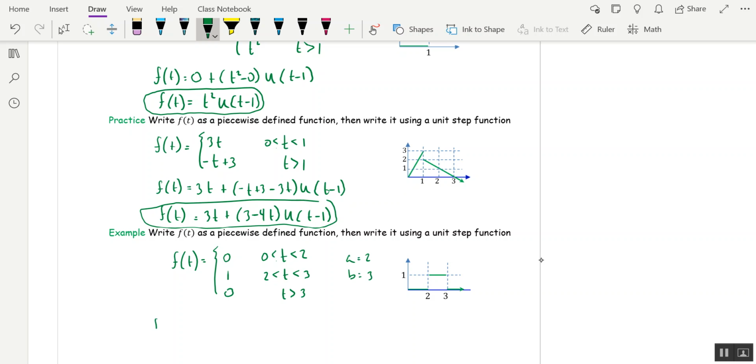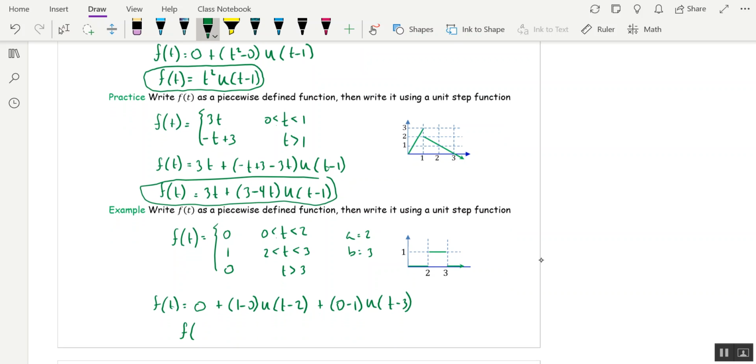So f of t, I'm going to be using the formula at the top there, is f1, which is 0, plus (f2 minus f1), which is 1 minus 0, times u of t minus 2, plus (f3 minus f2), 0 minus 1, times u of t minus 3. Okay, so we'll simplify that to get a pretty simple function. f of t is u of t minus 2 minus u of t minus 3.